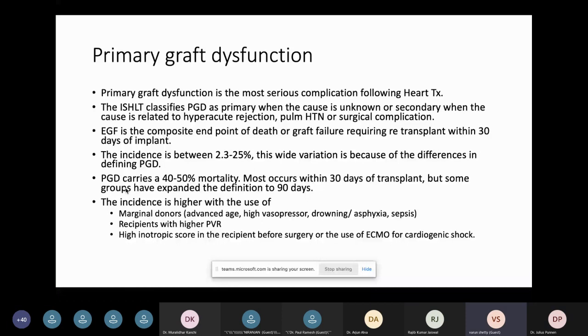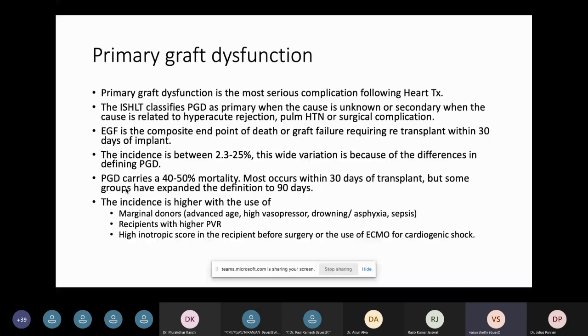The incidence of graft dysfunction is higher, especially in recent years, because of the use of marginal donors. Factors include advanced age, high vasopressor dose, traumatic brain injury following drowning or asphyxia of any kind, and sepsis. Recipients with a higher PVR and a high inotrope score before surgery, or those recipients who are on ECMO before a transplant, are also at risk.